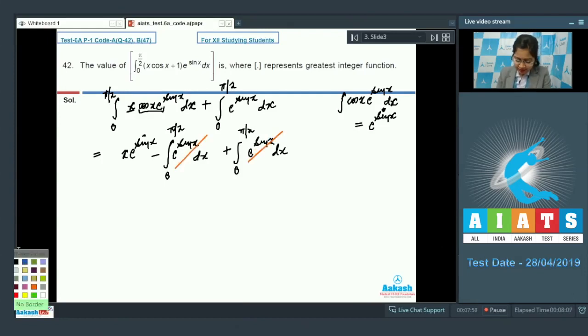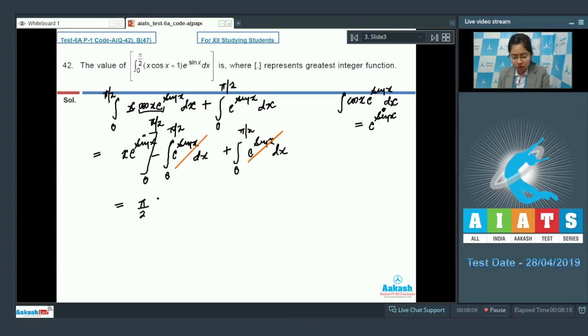So directly our integral will be equal to x into e raised to the power sin x, where the limit is going from 0 to pi by 2. So this is equal to pi by 2 into e raised to the power sin pi by 2, that is e, minus 0. So we have to find the greatest integer value of e into pi upon 2. So this will be equal to, putting the values of e and pi as 2.71 and 3.14 respectively, we will find the value equal to 4. So its answer will be 4.